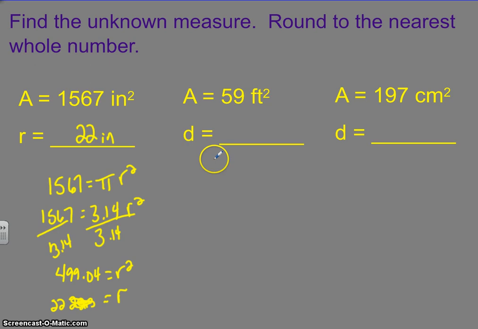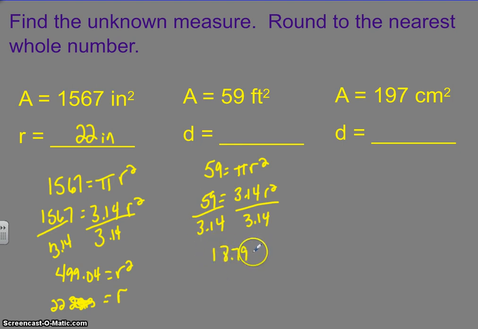The area is 59 feet squared. We want to know the diameter. Well, we have to find the radius before we can find the diameter. Okay, so we're going to substitute 3.14 for pi. We're going to divide both sides by 3.14. So that gives us 59 divided by 3.14, which is 18.79. I'm just going to the hundredths when I do this. Then I have to take the square root of both sides, and rounding off to the nearest whole number, I get 4. Okay, and it is 4 feet.